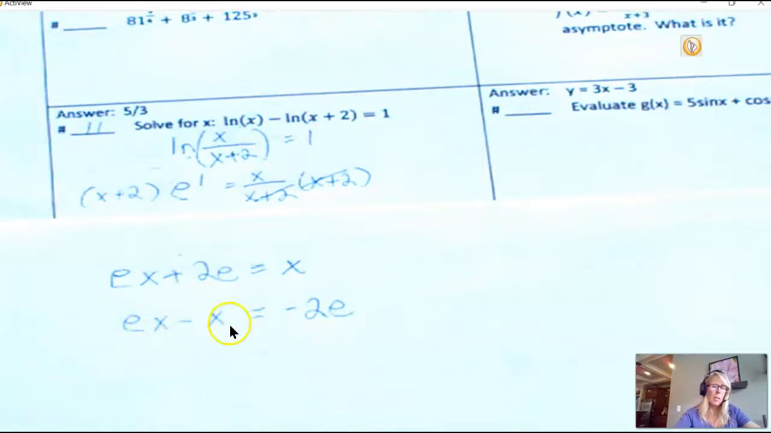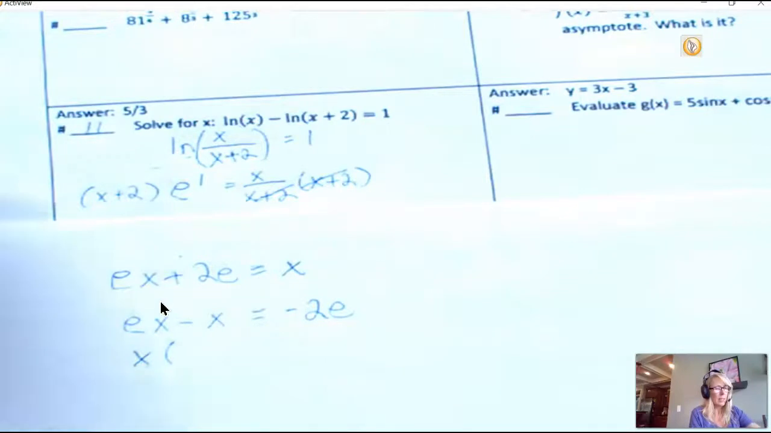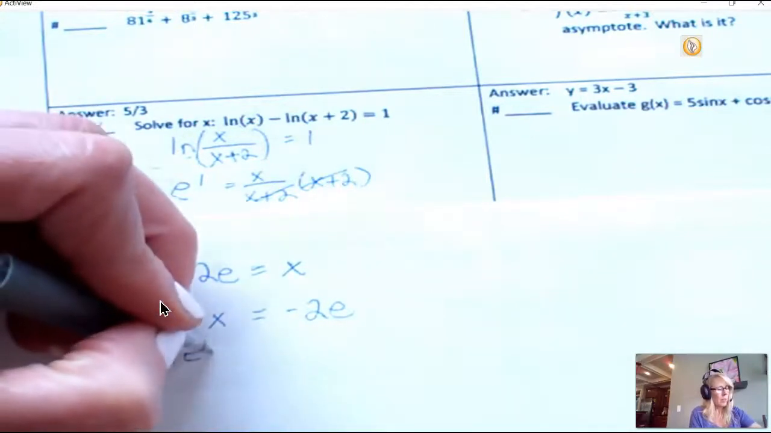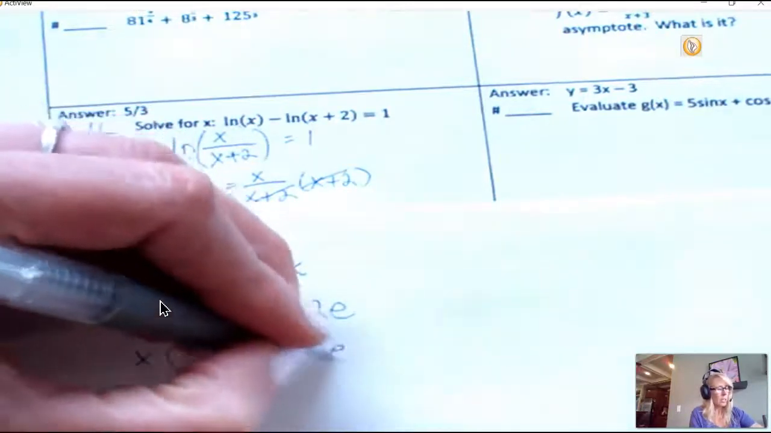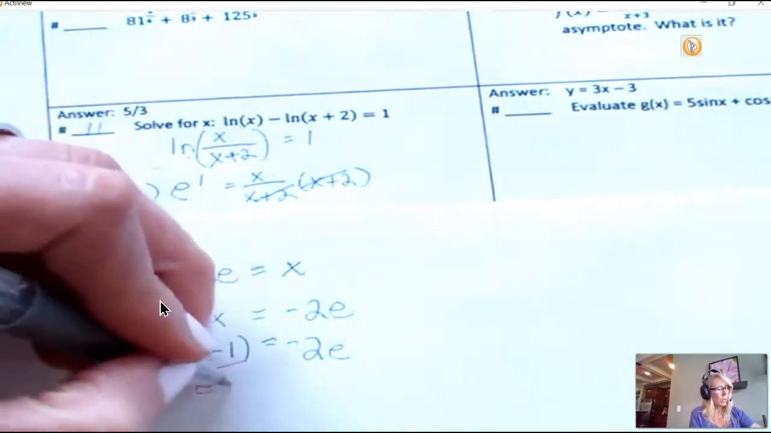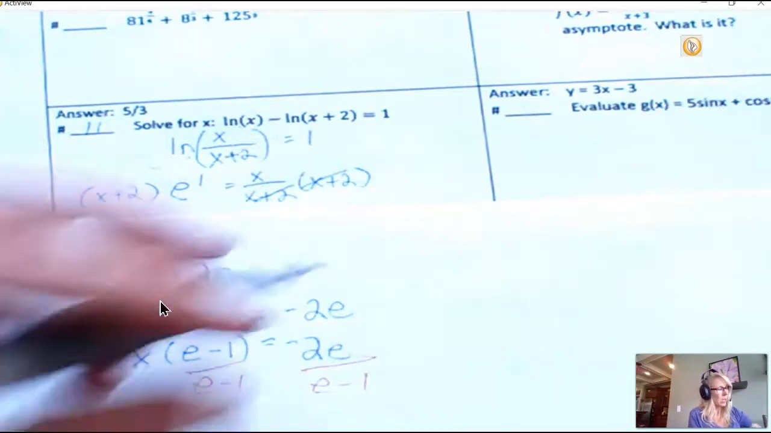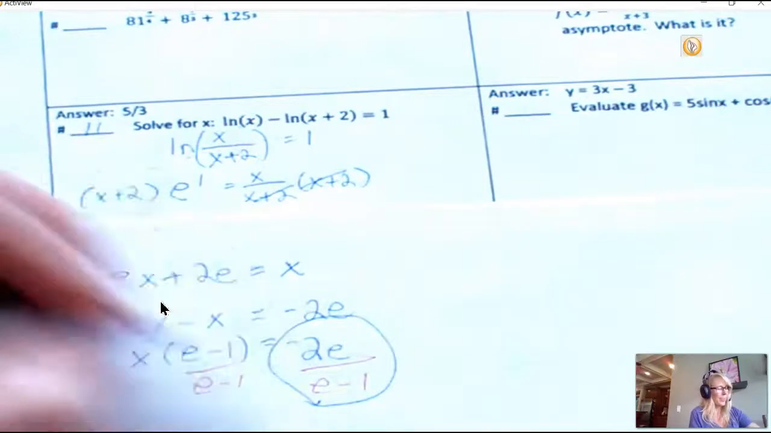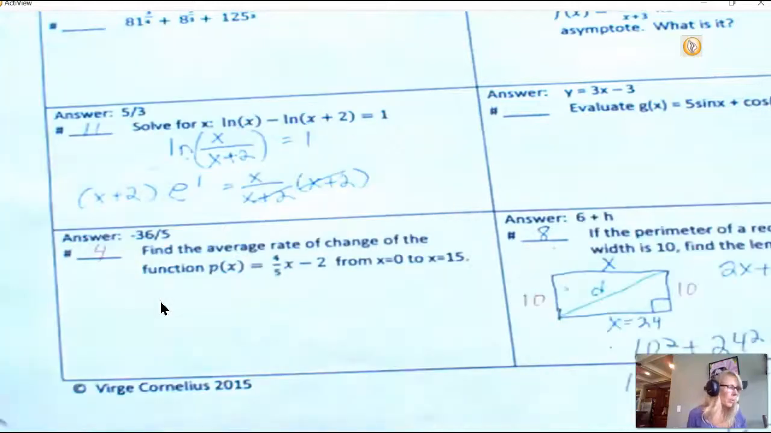All right, so on this left side, we've got two terms with x in it. That means I can factor out the x. Now this gets super easy. Factor out the x so that you have x times e minus 1, equal to negative 2e. And now it's super duper easy. You just divide by e minus 1. Okay. And I end up with, well, you can see it. I don't need to rewrite it. All right, let's see if we can find negative 2e over e minus 1.